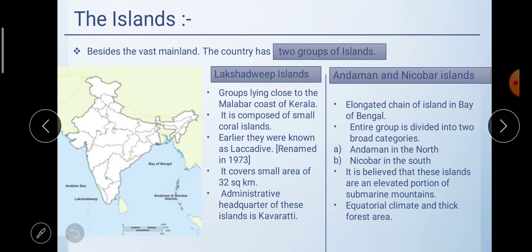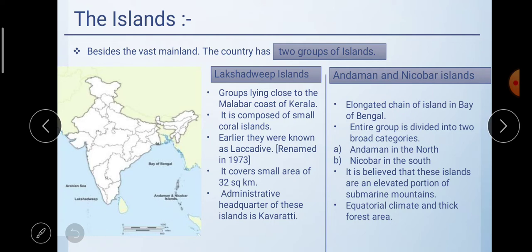First is the Lakshadweep Islands, a group lying close to the Malabar coast of Kerala. In our previous video we studied about coastline. This coast is known as the Malabar coast of Kerala. Southwest of the Malabar coast of Kerala, the Lakshadweep Islands are there. It is composed of small coral islands. Now what are these coral islands? We'll study them later in this video.